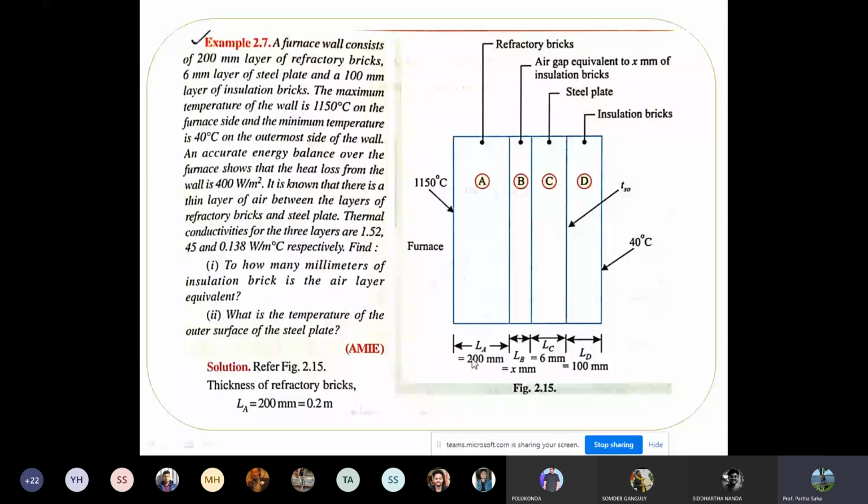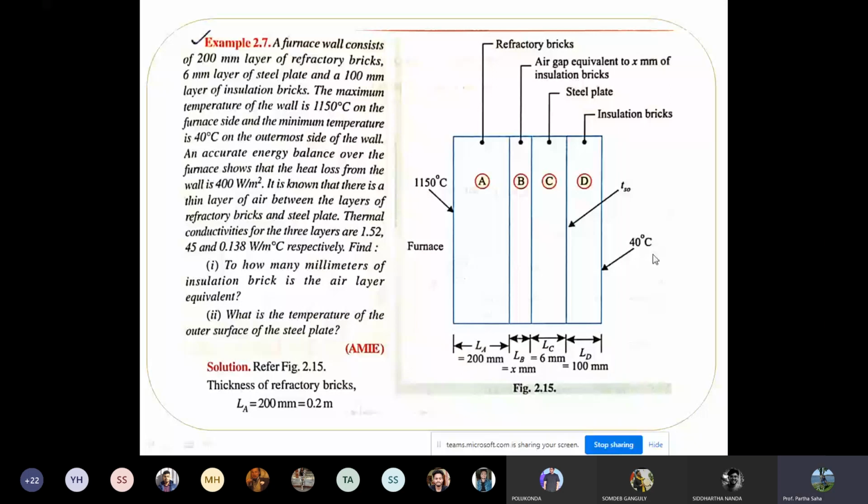Okay, that you have to calculate. It has not been provided. Then there is a steel plate of 6 millimeter thickness. Then there is the insulation brick of 100 millimeter thickness. Inside temperature of the furnace is given as 1150 C. Outside temperature is given as 400 C. So this is the whole problem.